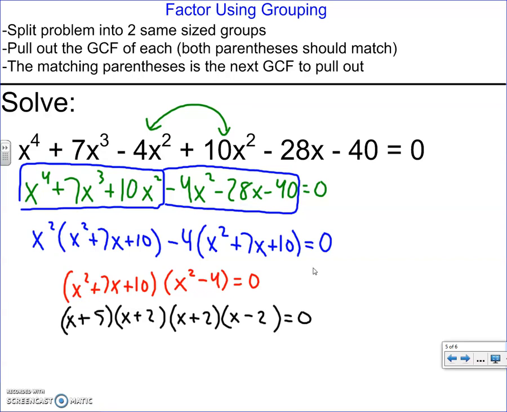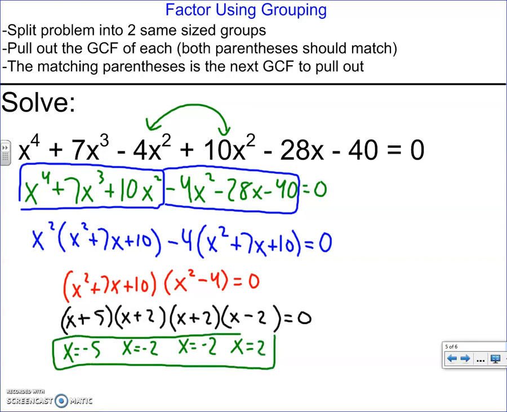I can now solve each one. If I set them equal to 0, the first one is x equals -5. Second one, x equals -2. Third one, x equals -2. That's a repeat, but I'll write that. The fourth one, x equals +2. Alright, if there's a repeat root, we'll call it a double root. It'll make the graph bounce. But those are my answers. If you did synthetic division, you still got the same answers.